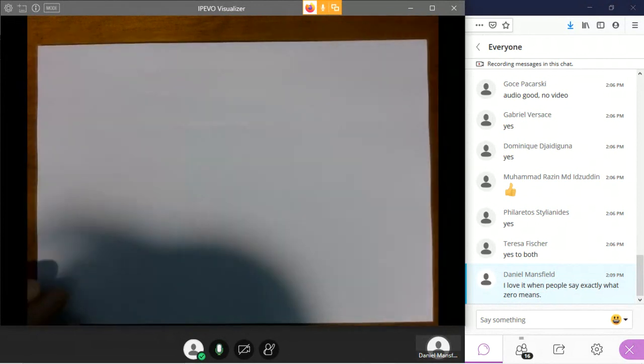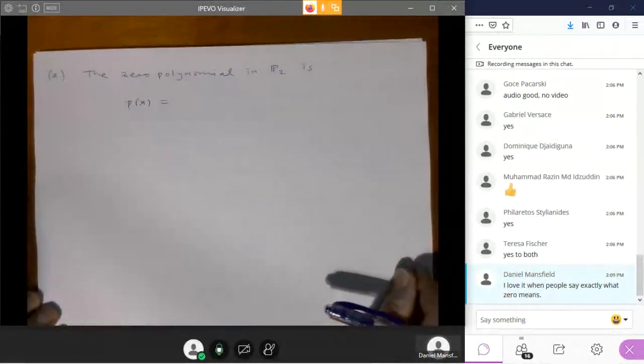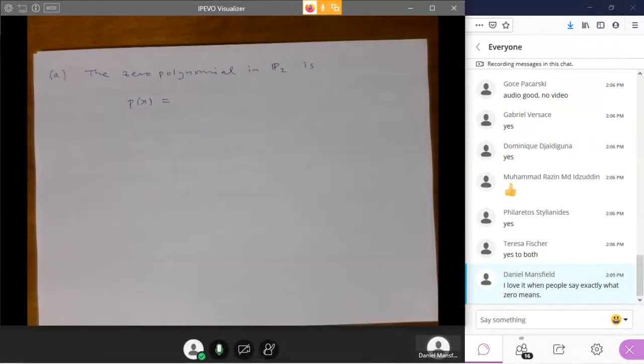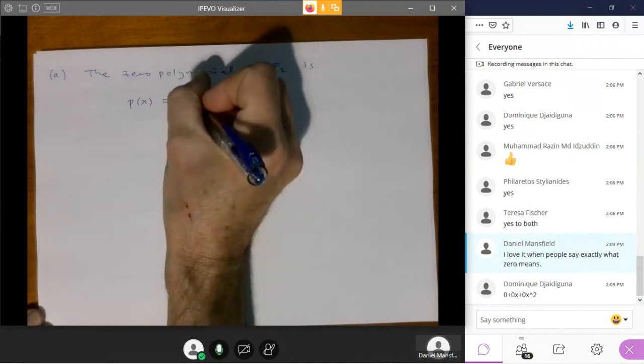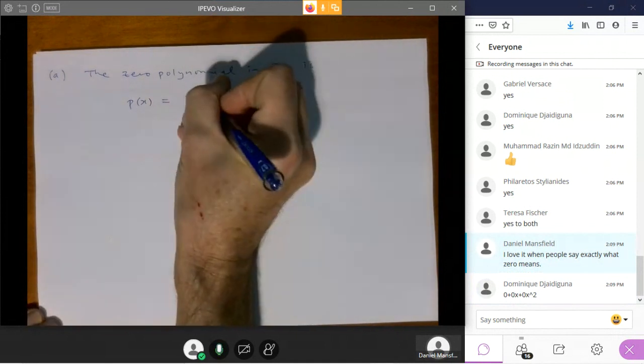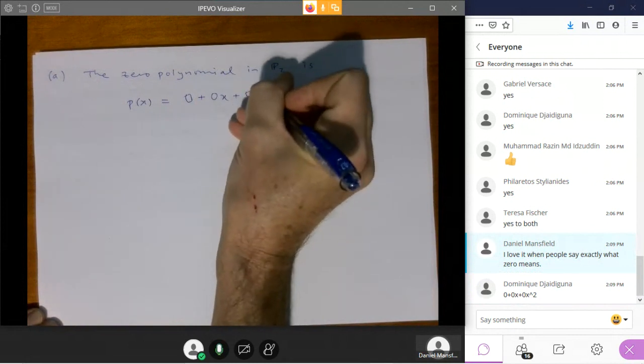Okay, so going back here, could anybody please type a formula for the zero polynomial in P2? What should I write down for p(x)? Any suggestions? Say something in the microphone, please, or type in chat. What's a formula for the zero polynomial? Okay, thanks, Dominic. Yeah, that's exactly it. It means that all the coefficients are zero. In other words, 0 plus 0x plus 0x squared.